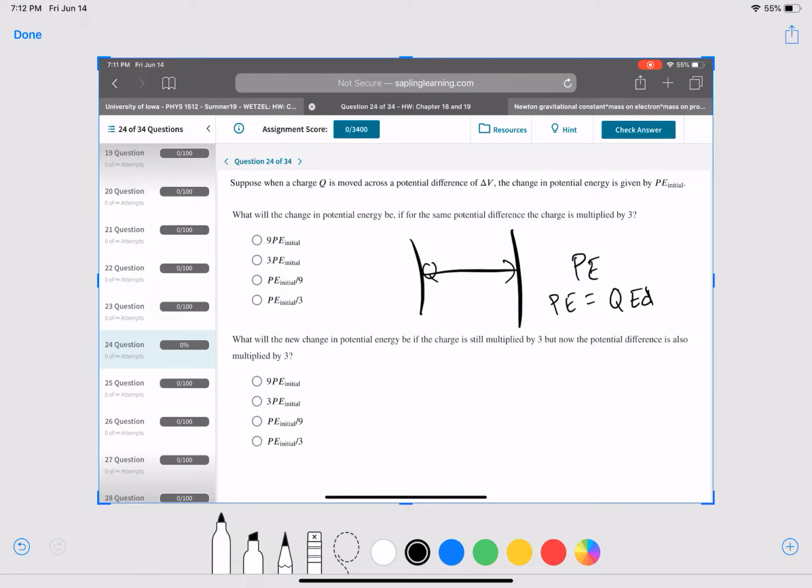Oops, hold on, let me open this up and make sure I'm in the right section. Okay.